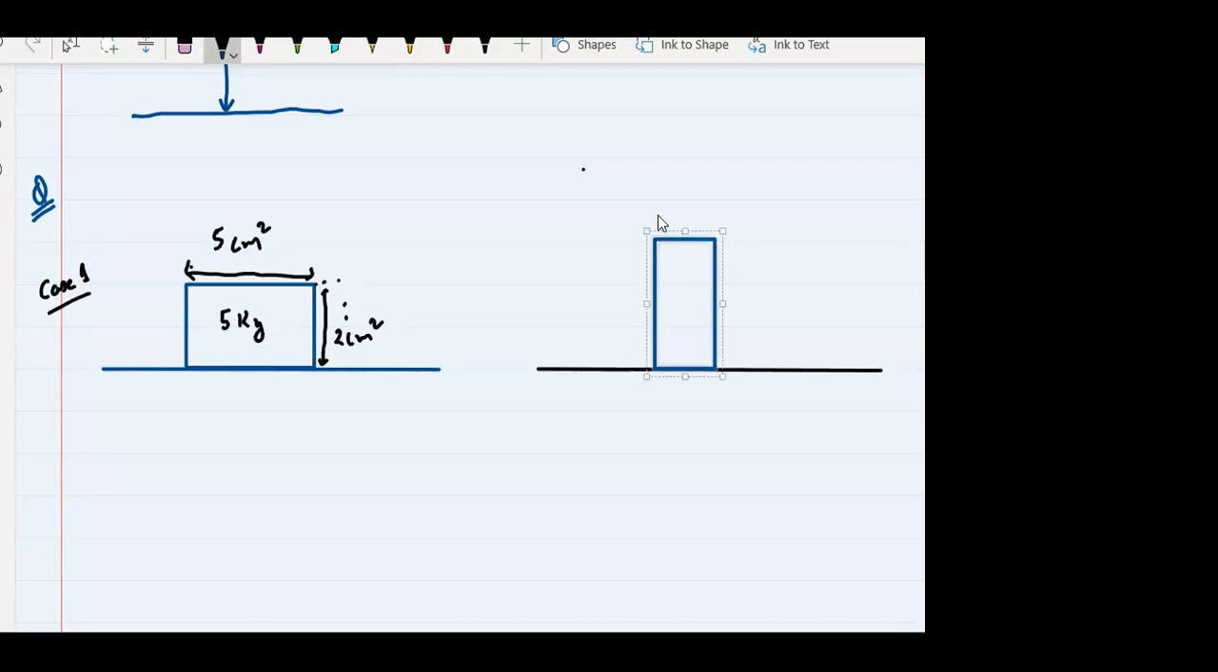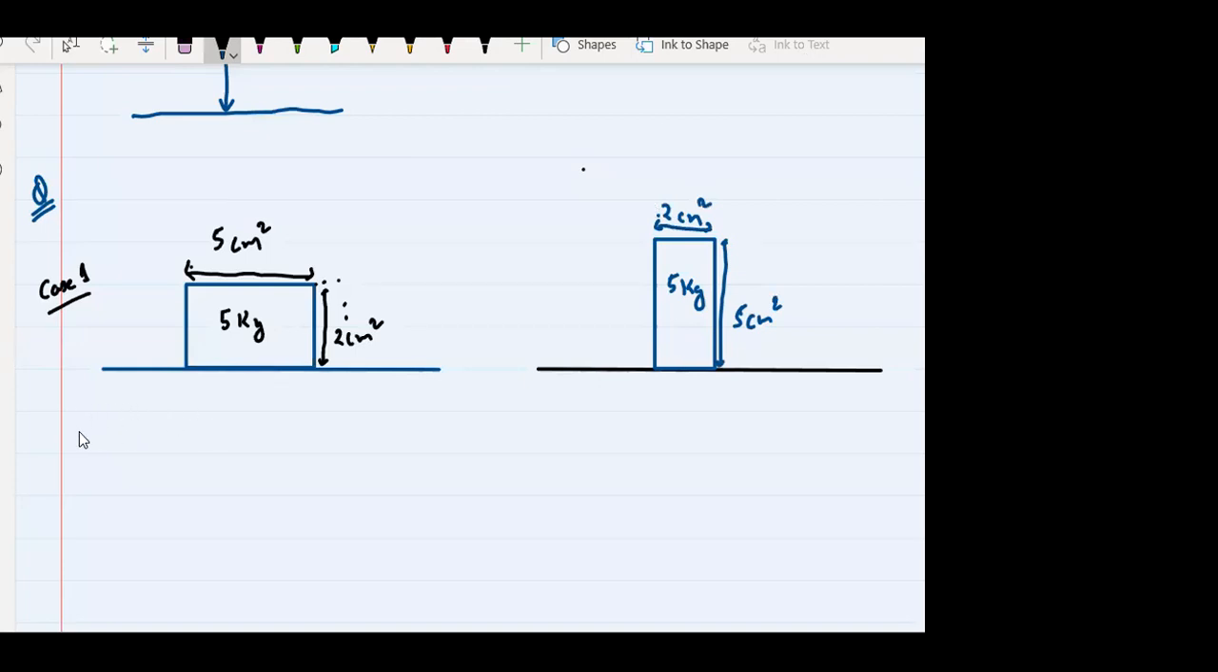Okay, very good. So it is kept like this. Again, as I told you, this is 2 centimeters square, and this is 5 centimeters square, and the same mass, 5 kg. Now, my question is: will the pressure in both of the two cases be the same or different?